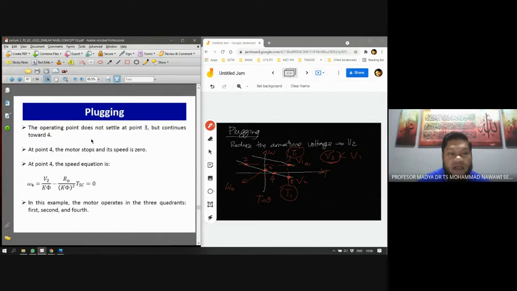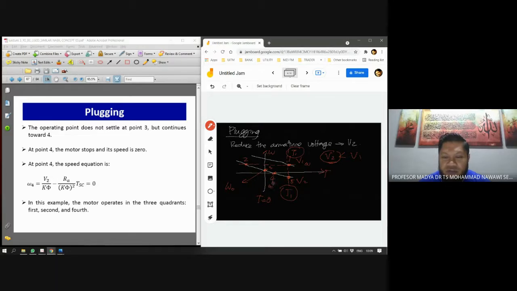Then the operating point does not settle at point 3. It still travels. The motor still moves from 2 to 3, and finally it goes to point 4. So if you look further, at point 4 here, you have omega equals to 0, isn't it? The motor stops and its speed is 0. So at point 4, you have omega 4 equals to 0, and therefore you have this equation, the previous equation that we had, V2 divided by K flux minus RA over K flux squared, TSC. What is SC? Never mind. The torque equals to 0.